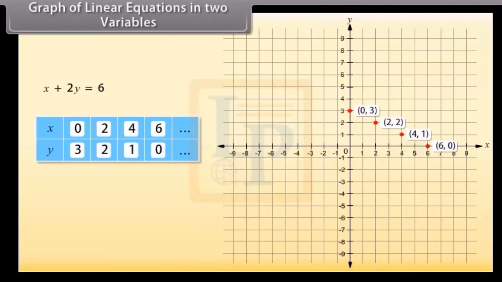Now join any two of these points and obtain a line. Let us join (0, 3) and (4, 1). Call this line AB. We can see that the other two points, (2, 2) and (6, 0), also lie on the line AB. Now pick another point on this line. Let us pick (8, -1). Is this a solution of this equation? Yes, this is, because by substituting the value of x as 8 and y as -1, we get the answer 6. So, (8, -1) is a solution.